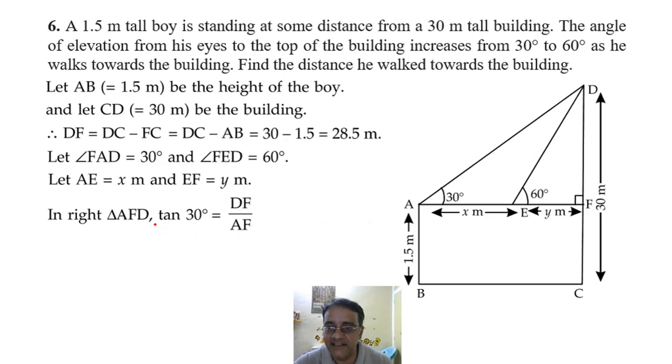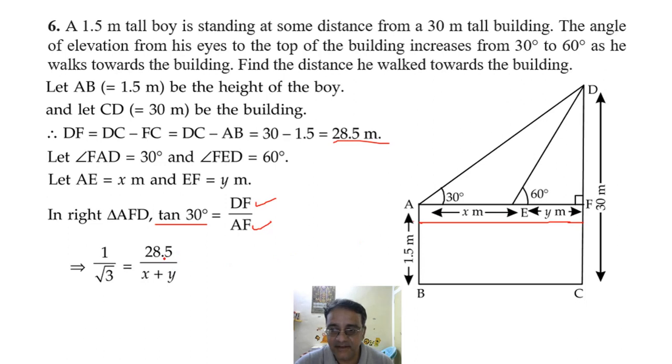What is tan 30 degree? 1 by root 3. And what is DF? 28.5. And what is AF? X plus Y, right. 1 upon root 3 is equals to 28.5 upon X plus Y. So cross multiply. So we'll get X plus Y is equals to 28.5 root 3 meter. Let it be equation number 1.